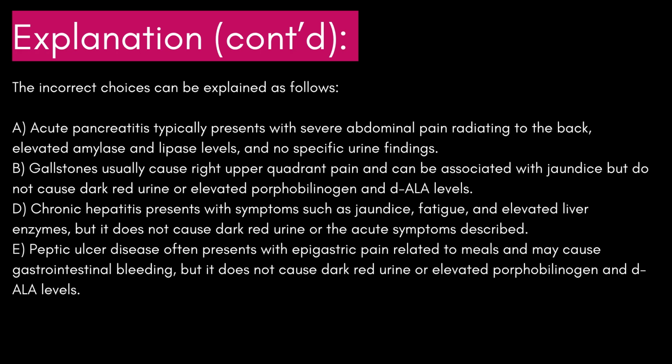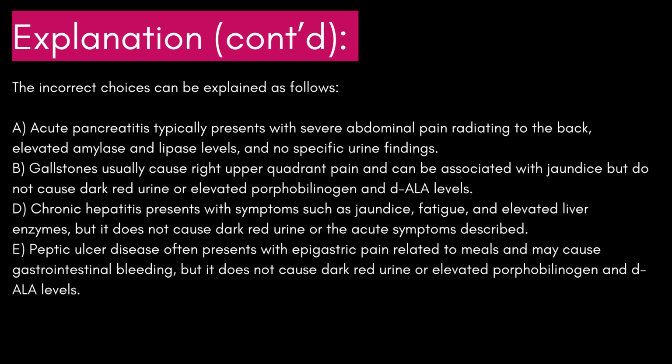Chronic hepatitis presents with symptoms such as jaundice, fatigue, and elevated liver enzymes, but it does not cause dark red urine or the acute symptoms described. Peptic ulcer disease often presents with epigastric pain related to meals and may cause gastrointestinal bleeding, but it does not cause dark red urine or elevated porphobilinogen and ALA levels.